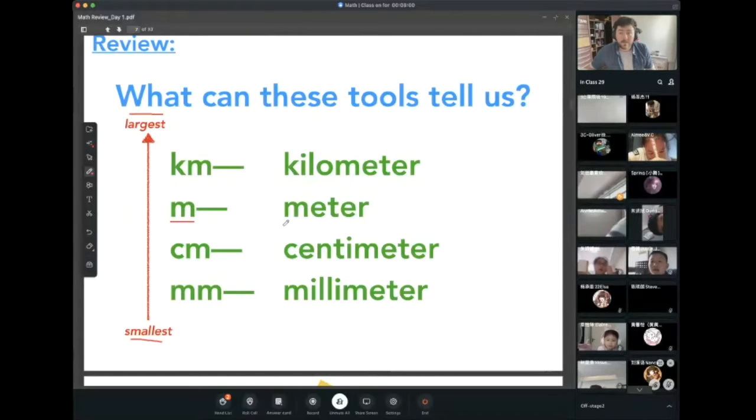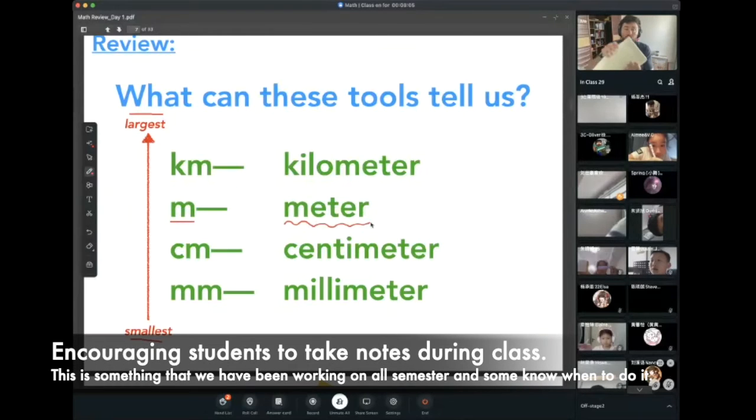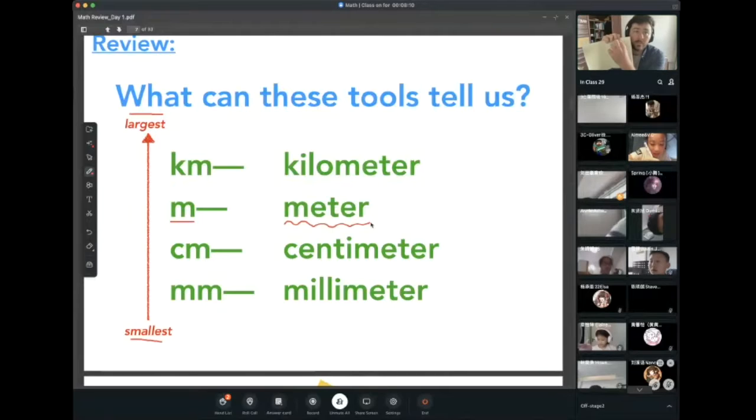The M is meter. So I can see Amy is already taking notes on this. It would be really nice if you can just quickly write down km equals kilometer, m equals meter, cm equals centimeter, because it'll help us remember some of these words later. So I'm going to quickly jot this down and then we'll talk.